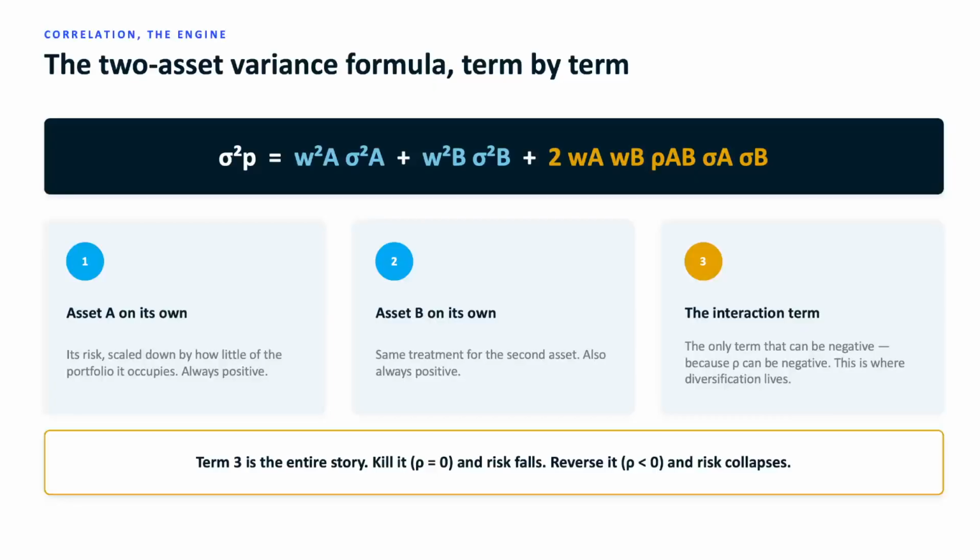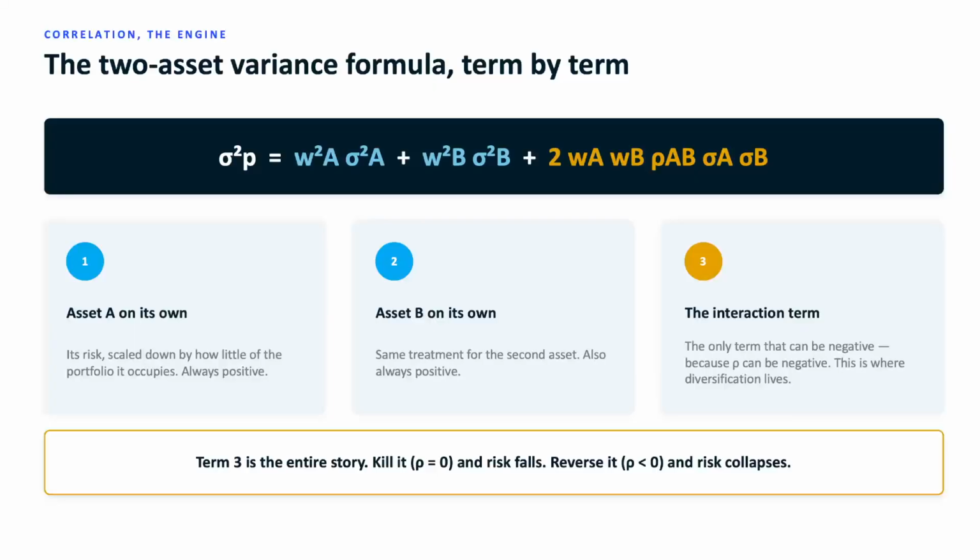So here's your one-line summary of portfolio theory. Term 3 is the entire story. Neutralize it, correlation of 0, and risk falls. Reverse it, correlation below 0, and risk plunges.